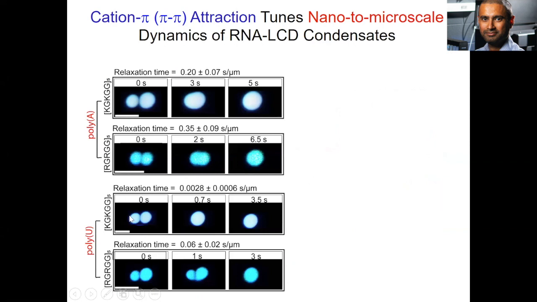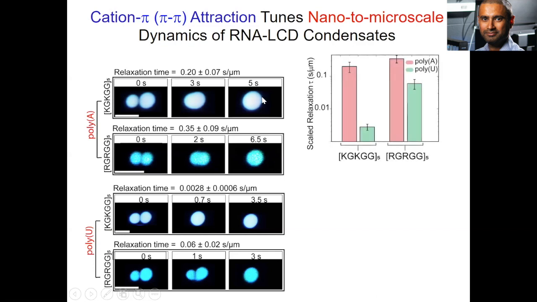Changing arginine to lysine, you look at this lysine with poly-A, it undergoes fusion at 2.8 millisecond timescale, which is almost 2 orders of magnitude faster than with arginine and poly-A. Okay, so we can quantify this data as a fusion relaxation time, and we see that overall arginines are taking longer time to fuse than lysine, which is expected based on the interactions present within these chains. And then we also see that poly-A RNA has a longer fusion relaxation time than poly-U RNA. Again, 2 pi system versus 1 pi system. That's what we predicted based on existing literature.